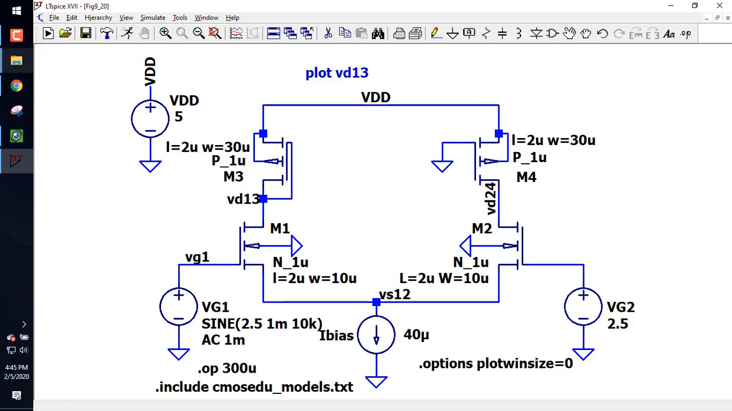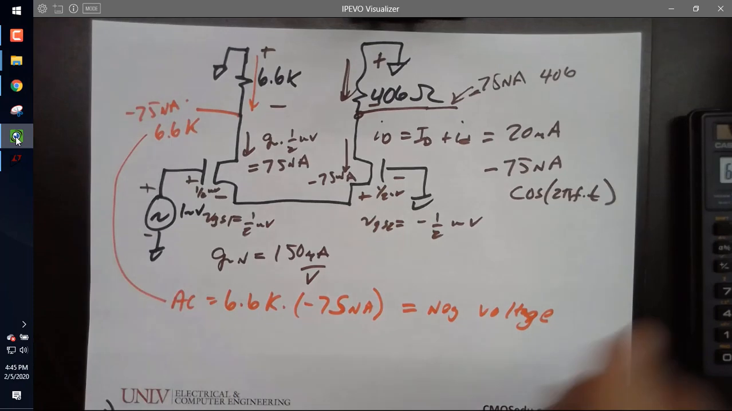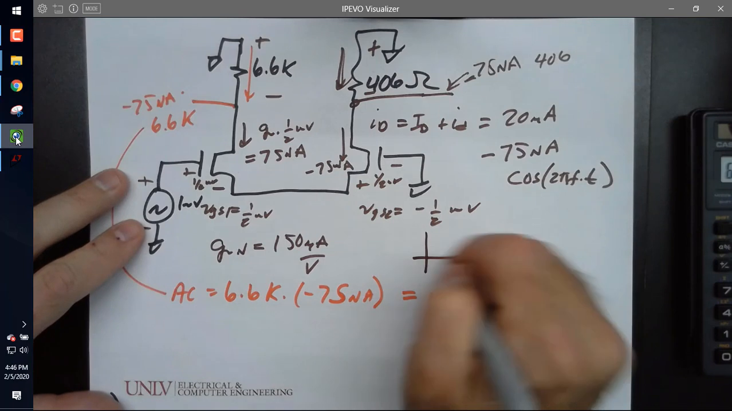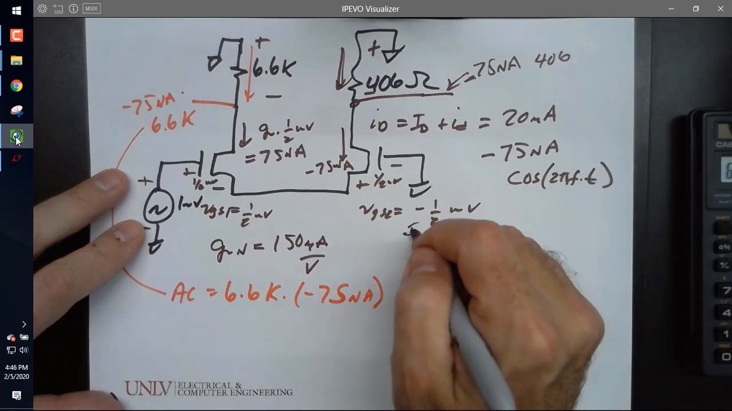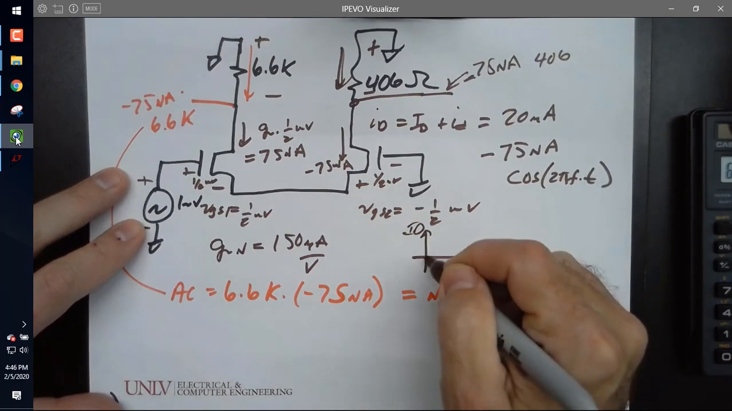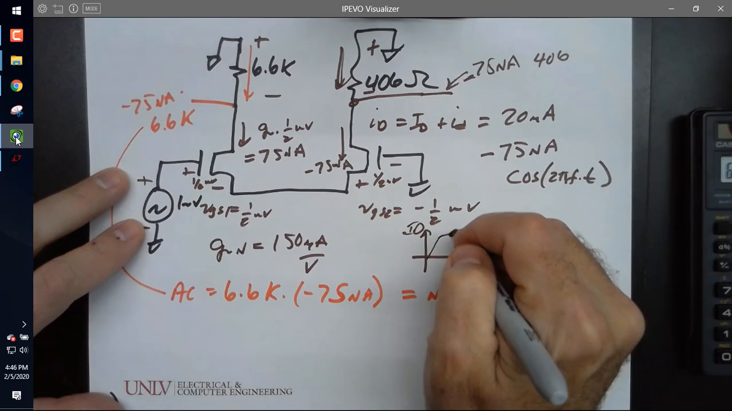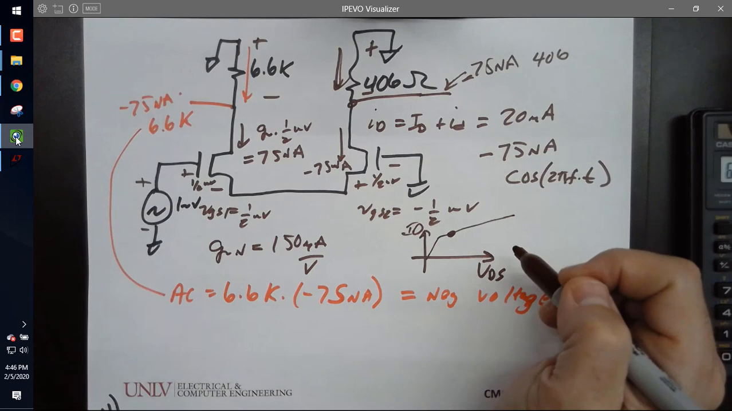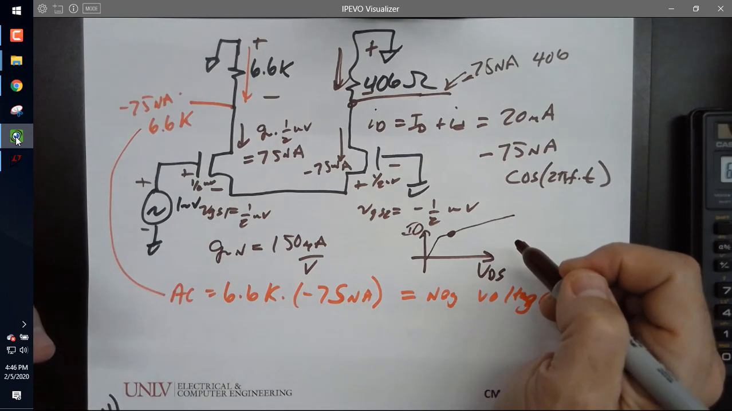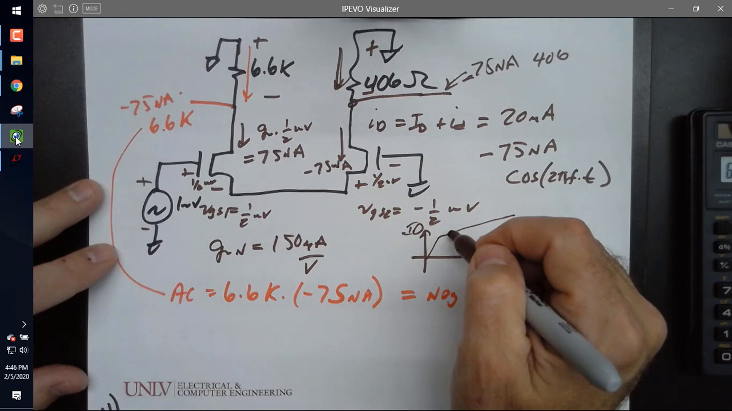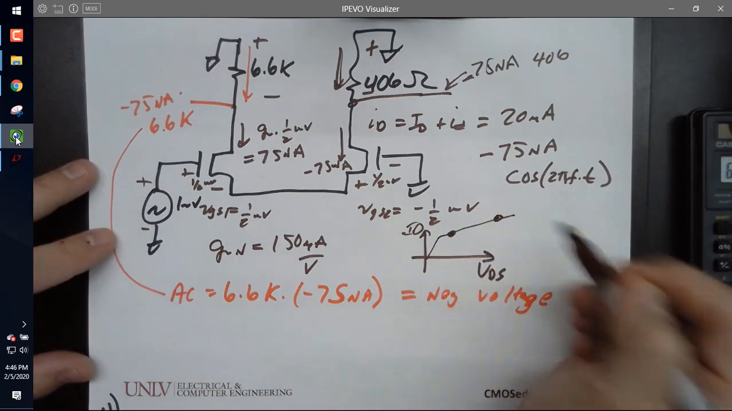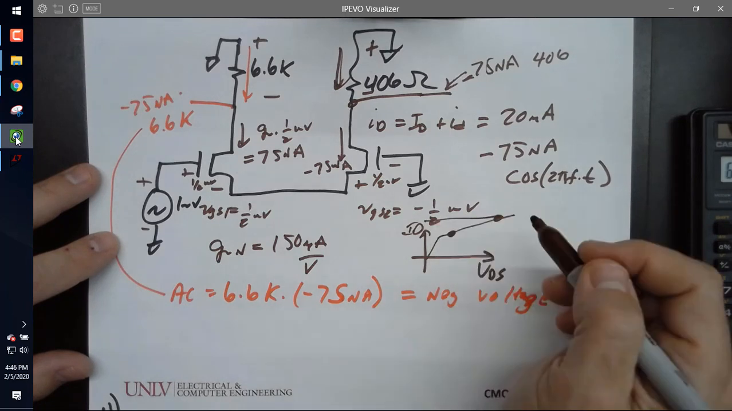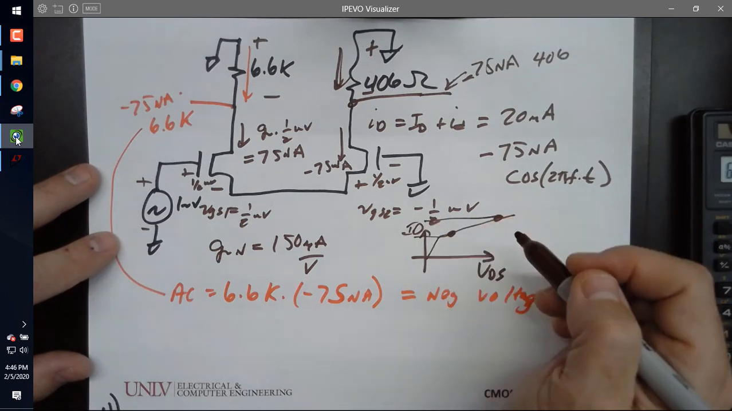So if I go back and look at this, here's my ID versus VDS. Because they both have the same VGSs, they have to land on this curve. So I have one right here, the one on the left, and the one on the right is out here at a larger VDS. So you can see this device is going to have a larger ID than this one.